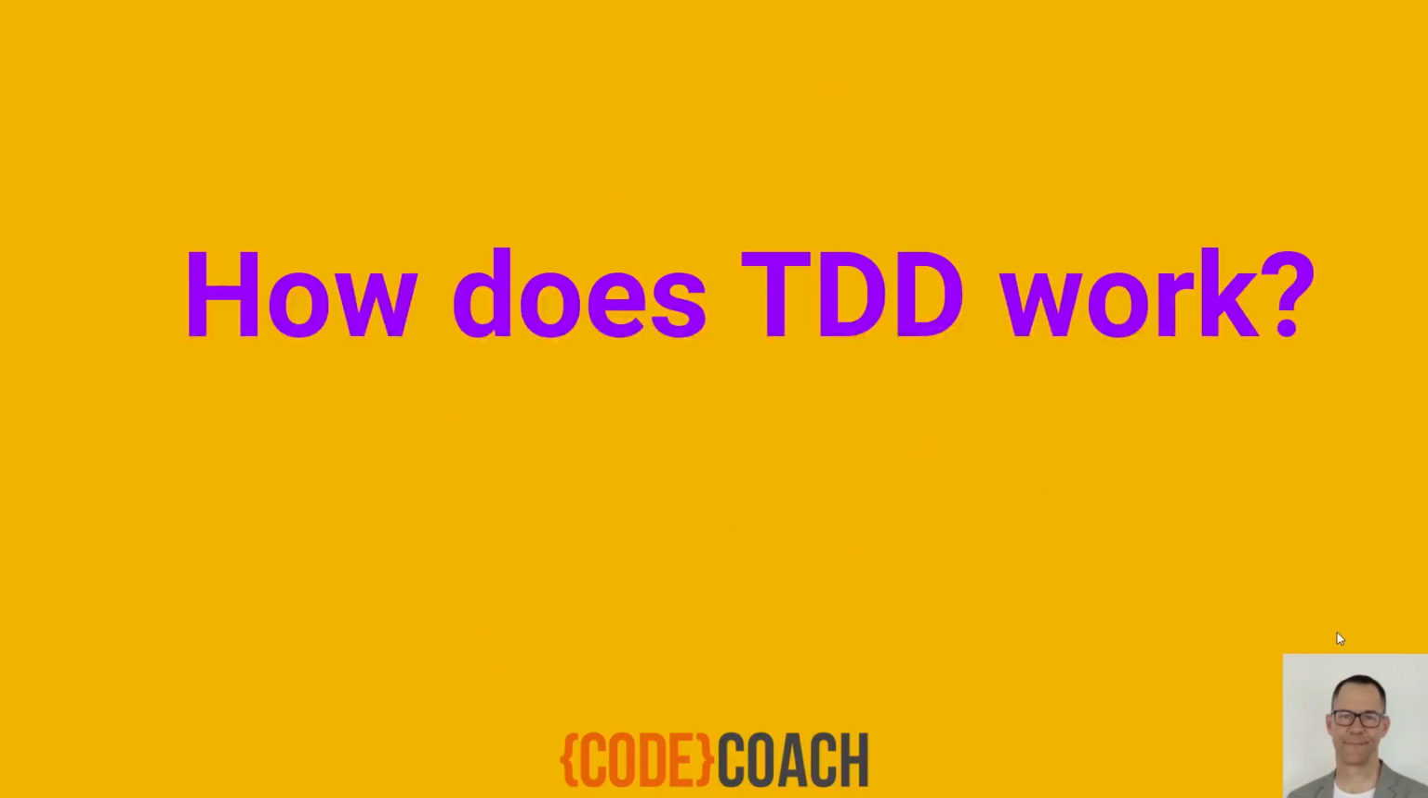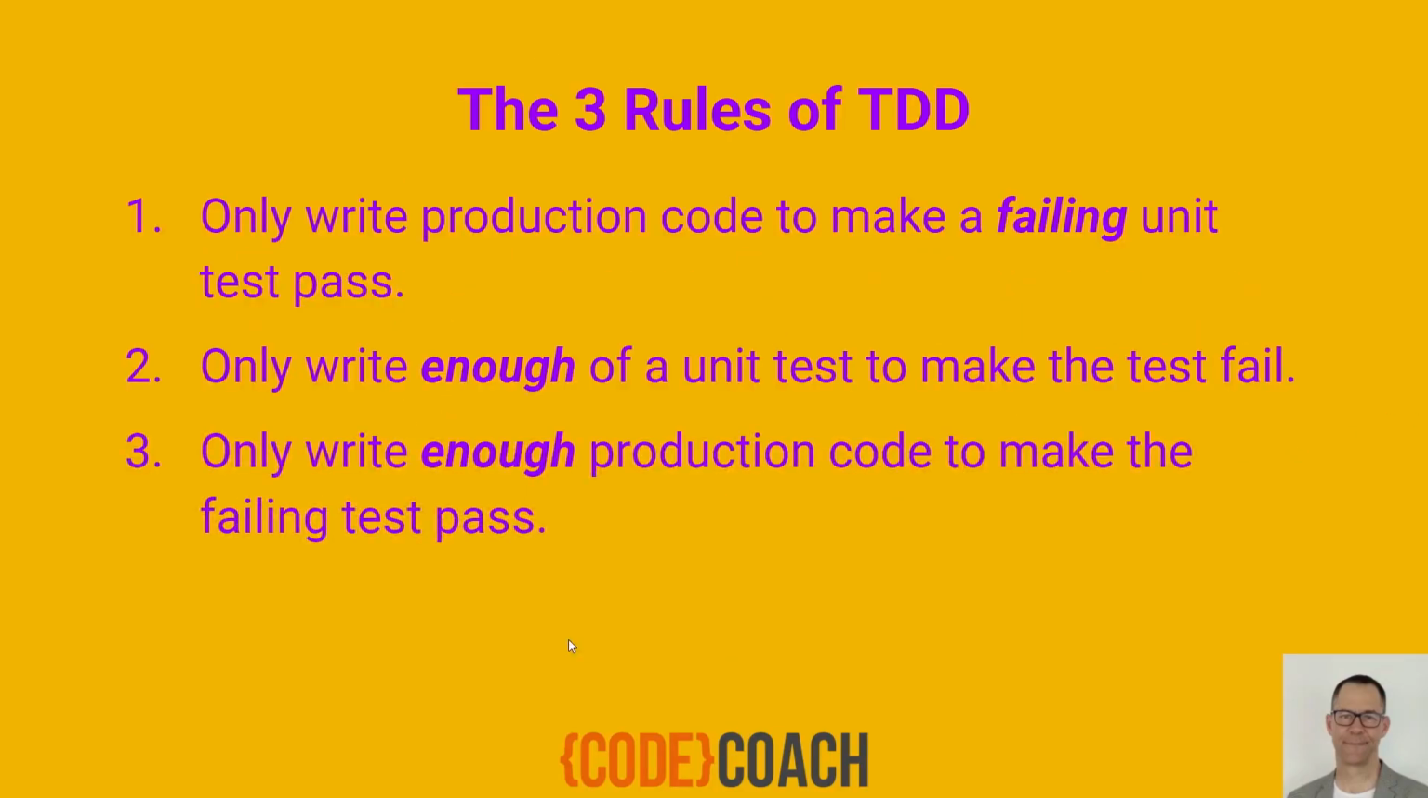work. We looked at how TDD works. Here we have the 3 rules of TDD. Rule number 1, we only write production code to make a failing unit test pass. This implies that we have to have a failing unit test first, i.e. we don't write any production code or implementation code until we've got a failing unit test.